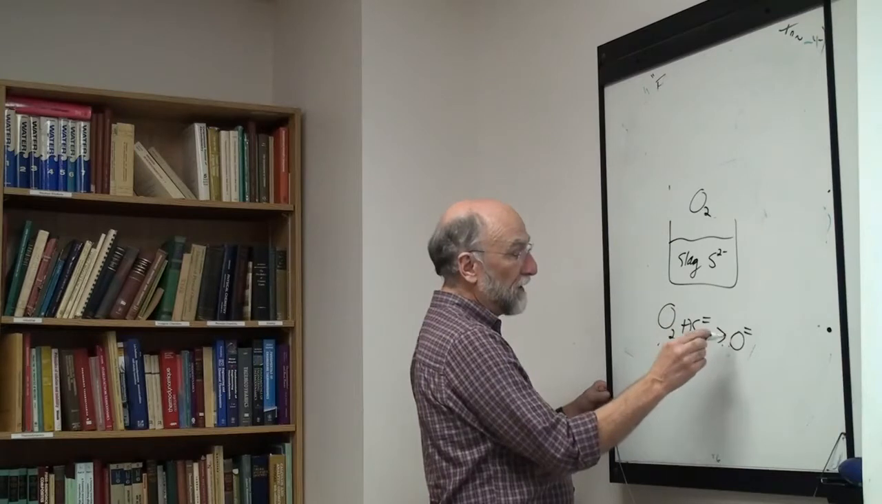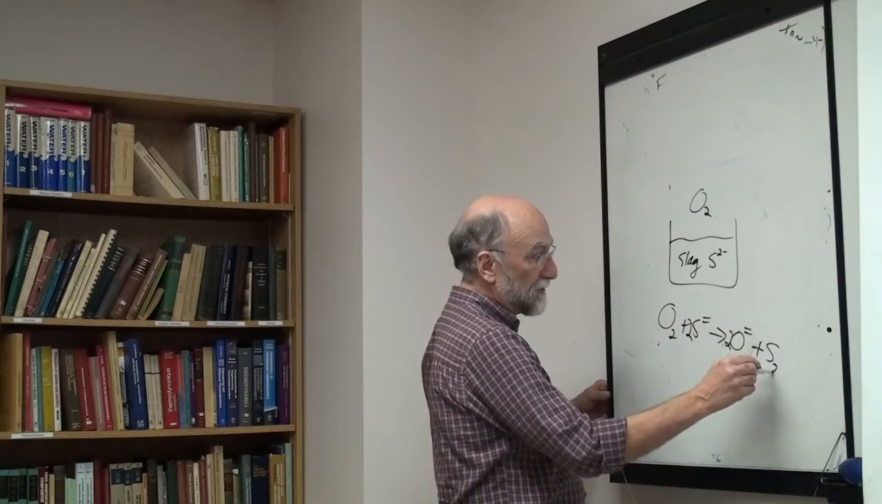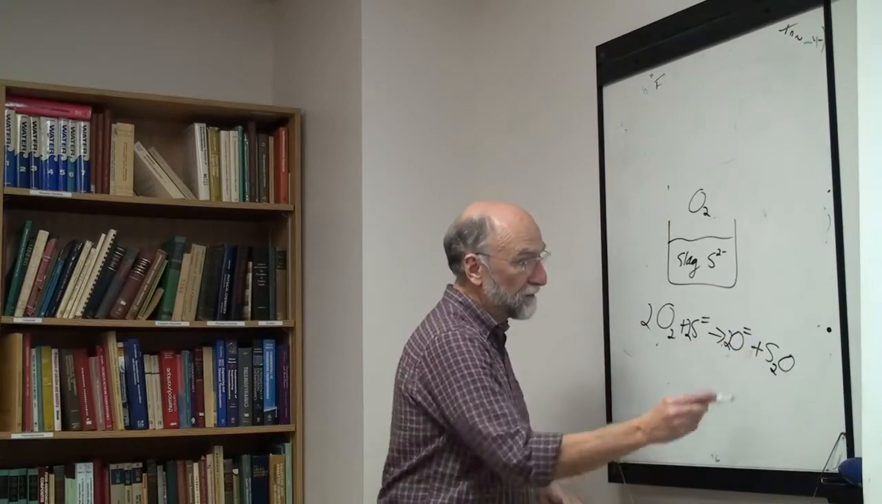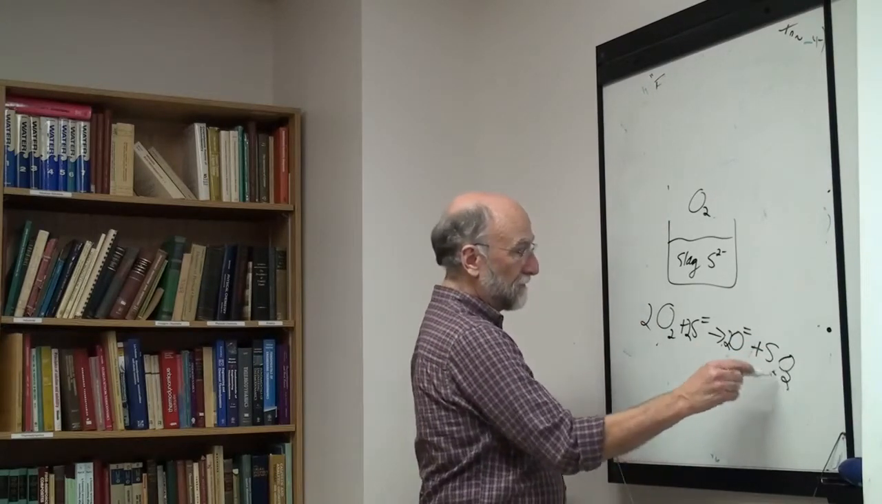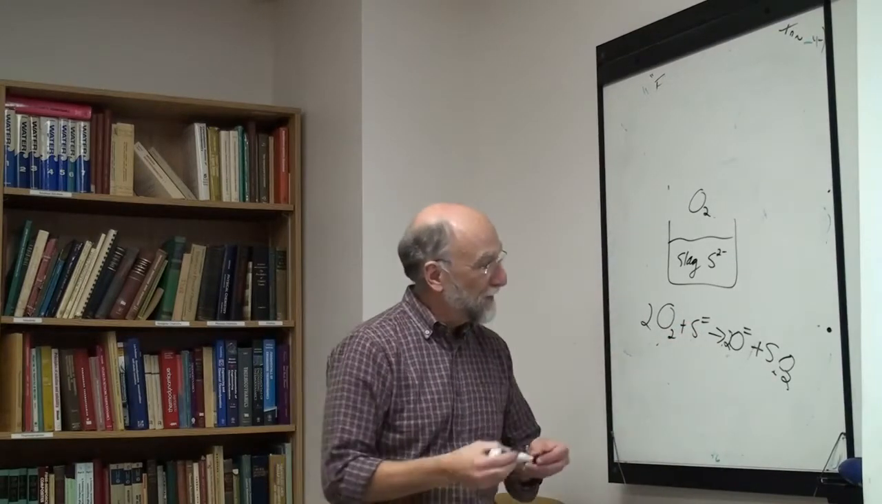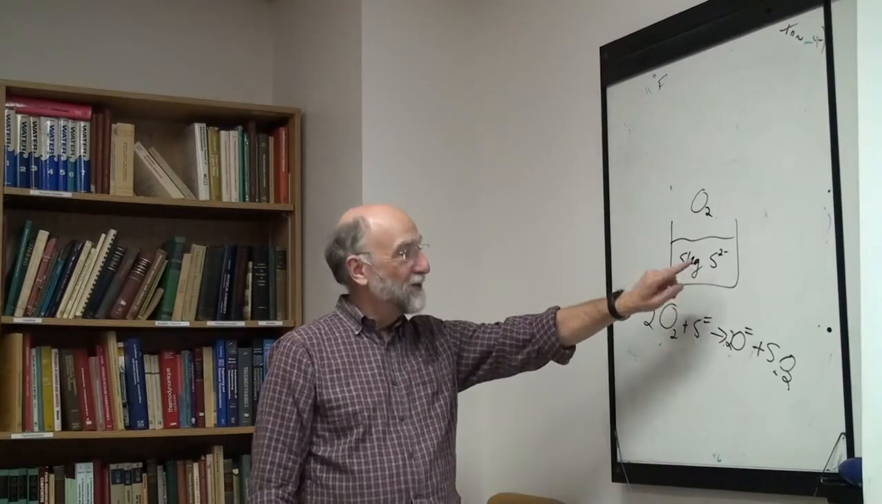Oxygen plus 2 sulfur ions form oxygen ions plus, well, SO2 or something else. Balance it out, something like that. You get a balance anyway. The point is the oxygen ion has to react with the sulfur ions to form oxygen ions and SO2.